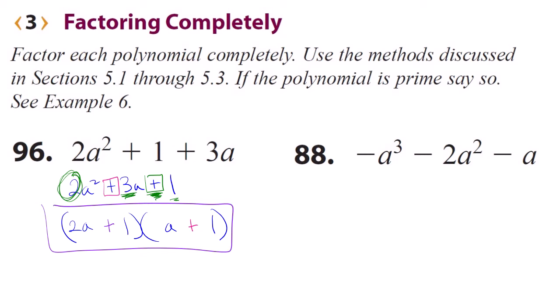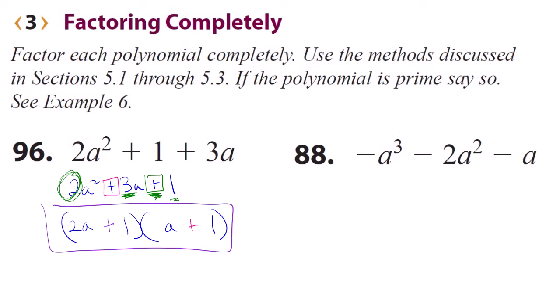All right, so let's take a look at number 88. So 88, here we have, first of all, a negative leading coefficient. Second of all, we have a cube, right? Everything's in order, so that's good. But they also share an a, right? And so remember, the first thing you want to do is check for a GCF.